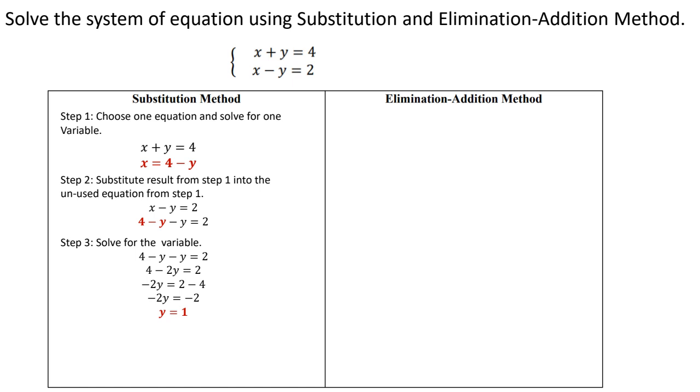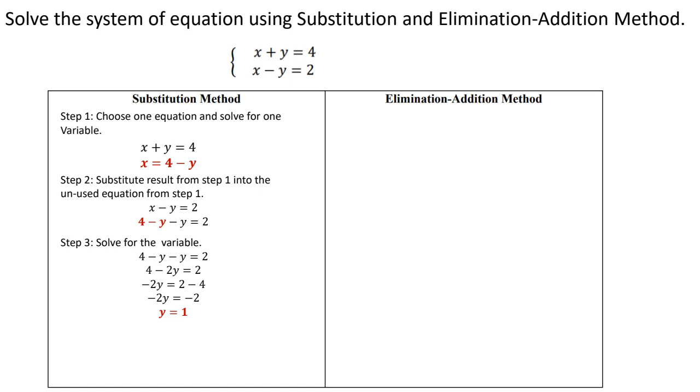Here's the work: minus y minus y is minus 2y. Subtract 4 on both sides. We have minus 2y is equal to minus 2, divided by -2 on both sides, and we have y equals 1.